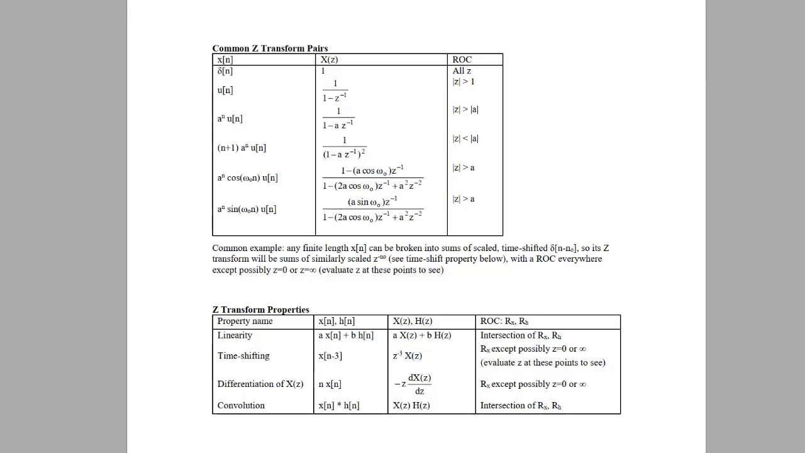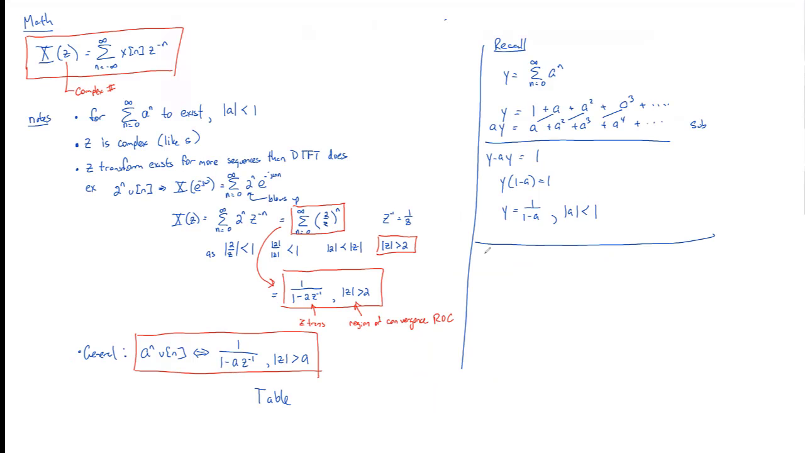Let me give one quick example of how to use this. Let's find the z transform of a finite length sequence. So far we took the z transform of an infinite length sequence. Let's take it to this finite length sequence. Kevin, what's its length? What's the capital N of this sequence? 3. Right, even though it goes up to 2.